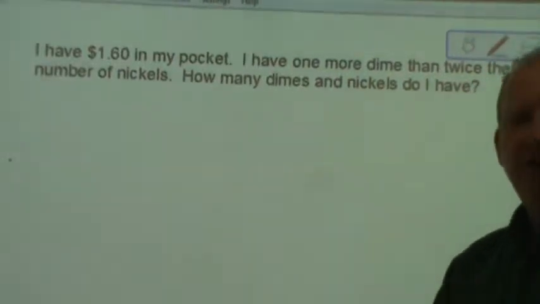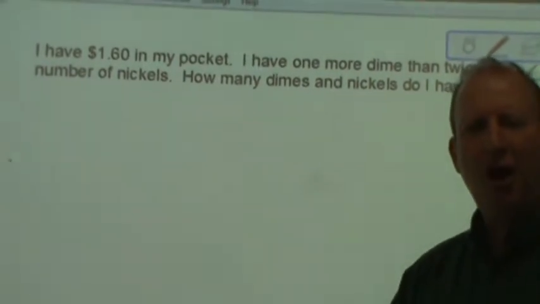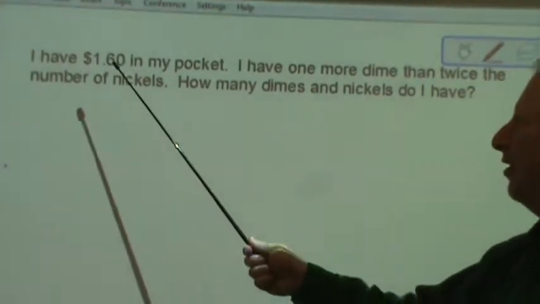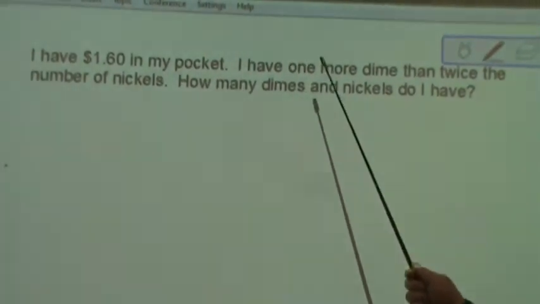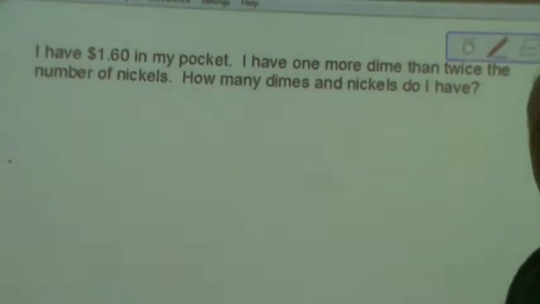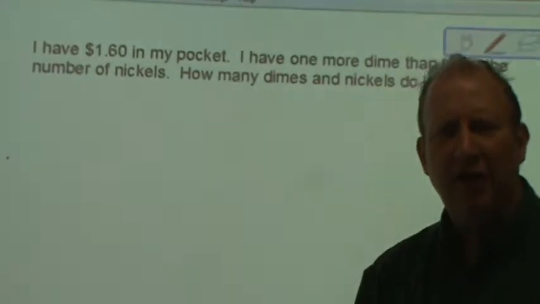Hi, what I'm going to be doing right now is doing a coin problem, the famous coin problems. I have $1.60 in my pocket. I have one more dime than twice the number of nickels. How many dimes and nickels do I have?